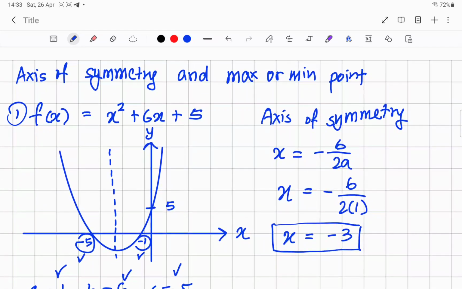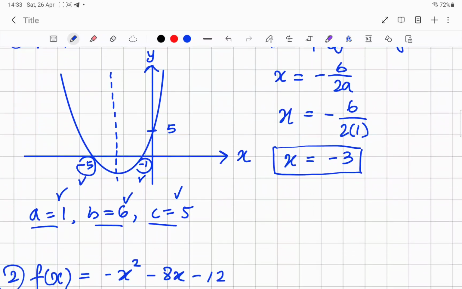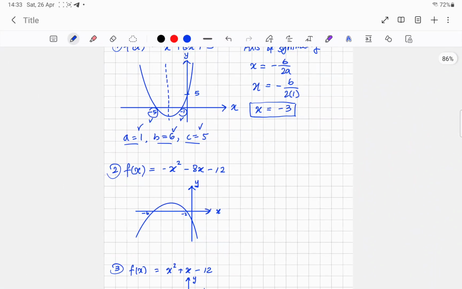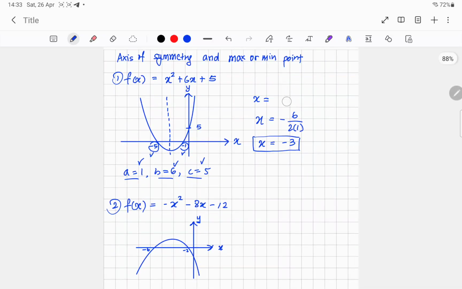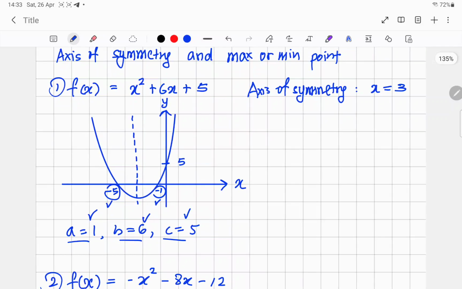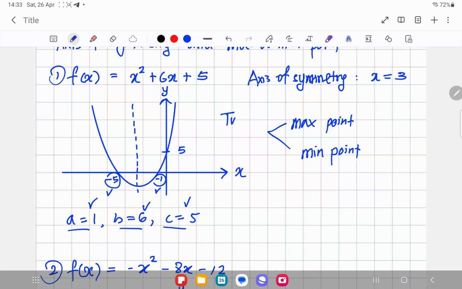So what is the maximum or minimum point? We look at this axis of symmetry. Remember, the axis of symmetry is x equals negative 3, just now. In a graph, you can only have either a maximum or a minimum. These two types of point, max point or min point, some questions will refer to as a turning point.